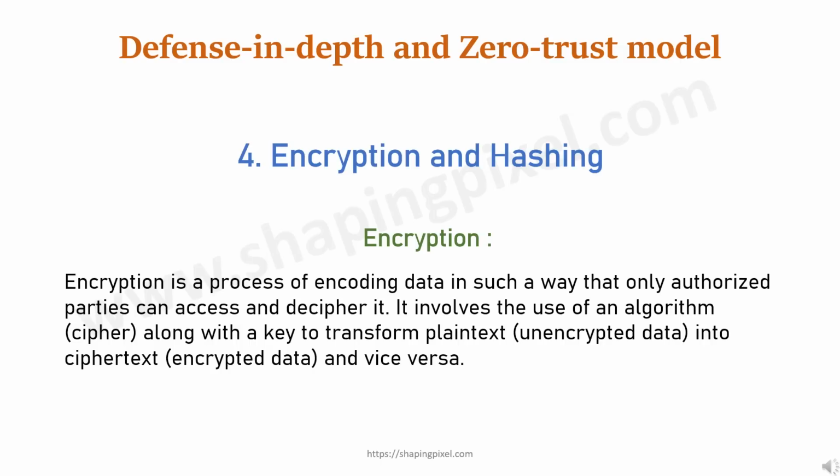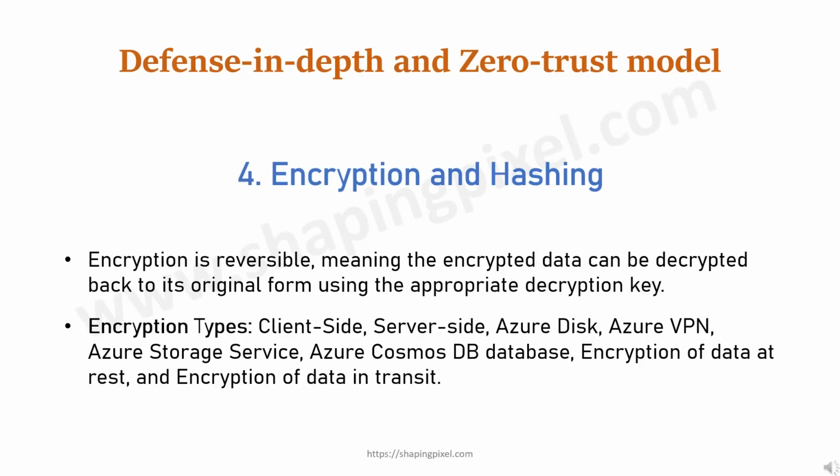Encryption and hashing. Encryption. Encryption is a process of encoding data in such a way that only authorized parties can access and decipher it. It involves the use of an algorithm along with a key to transform plain text into ciphertext and vice versa. Encryption is reversible, meaning the encrypted data can be decrypted back to its original form using the appropriate decryption key.